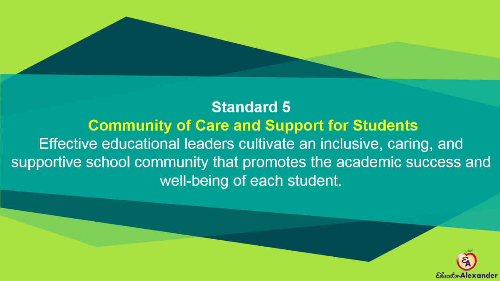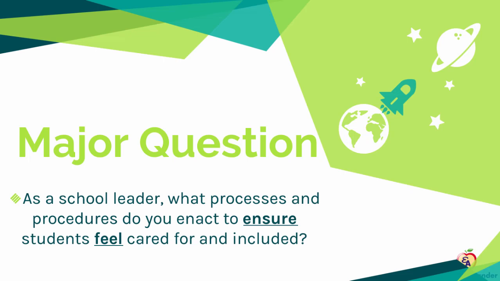So this says that effective educational leaders cultivate an inclusive, caring, and supportive school community that promotes the academic success and well-being of each student. So the major question would say, as a school leader, what processes and procedures do you enact to ensure that students feel cared for and included?